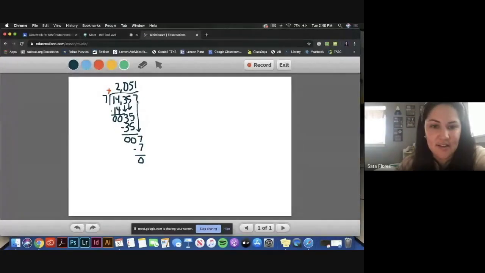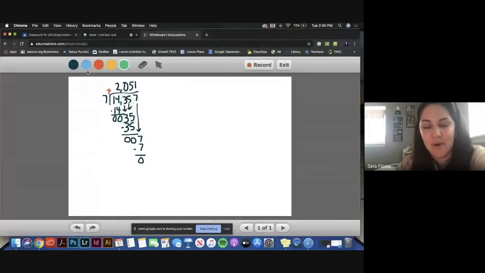So this right here, this was probably your problem area, okay? Because when you brought down that 3, 7 can't go into 3. So you got to put that 0 here. But instead of going back down and multiplying and subtracting, you're just going to bring the next number down. So it becomes 35, so that it becomes a number that 7 can actually go into.